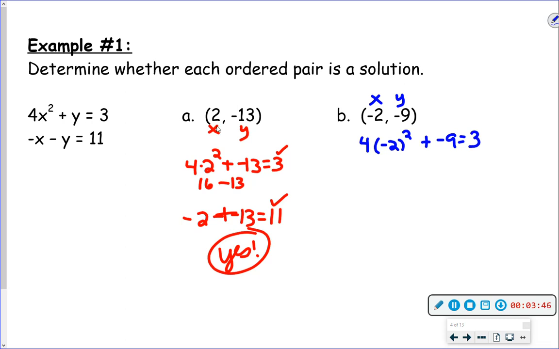So order of operations, exponent first: negative 2 squared is 4, times 4 is 16. 16 plus negative 9 does not equal 3. So it is not a solution. I do not even have to bother checking the next problem.